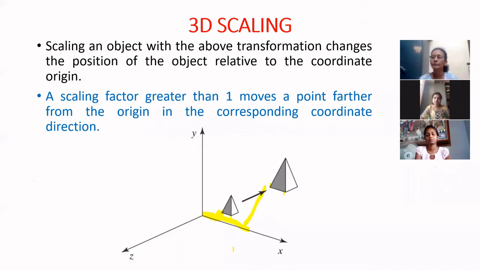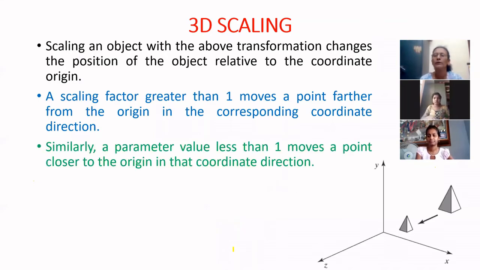So you see that whenever you apply scaling, the size of the object varies, plus the position of the object also changes. Now suppose you apply a scaling factor that is less than 1, a positive value but less than 1, then what happens?